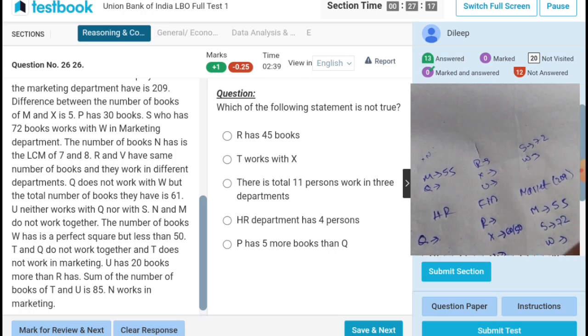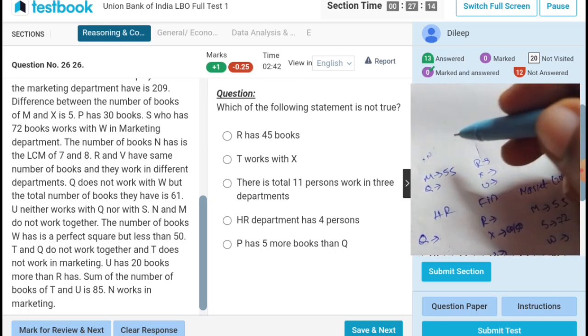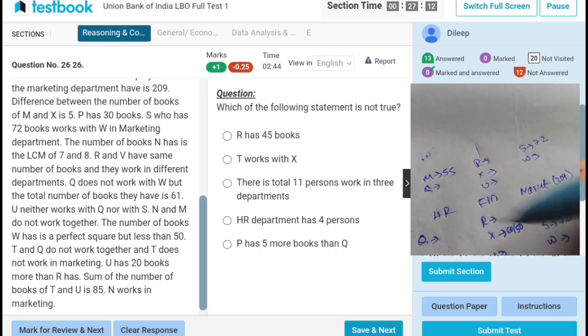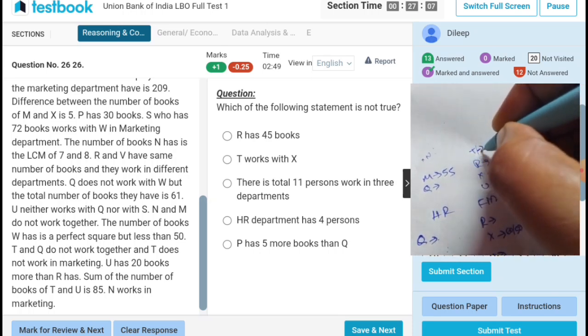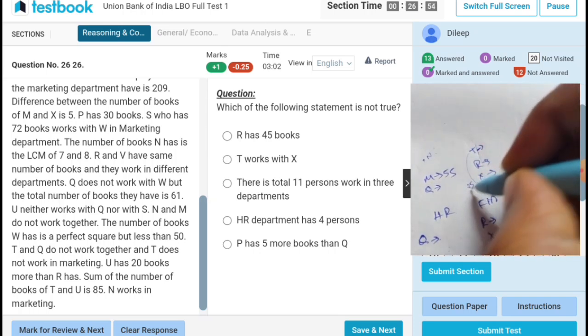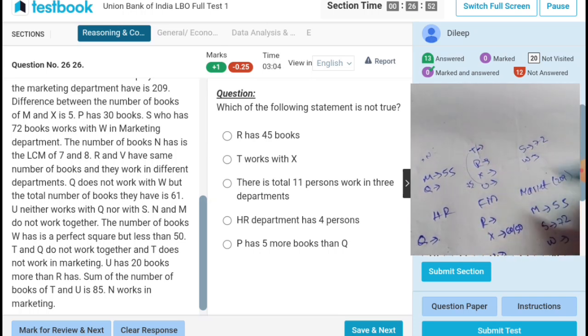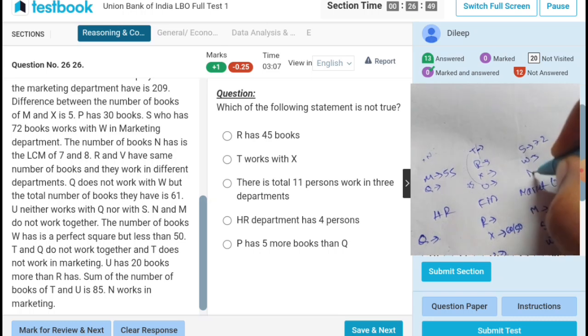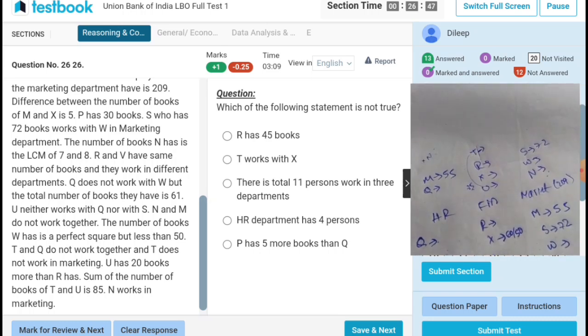T does not work in marketing. So T, U 20 more than R. Sum of T and U 85. N works in marketing. So N works in marketing. Okay. Next.